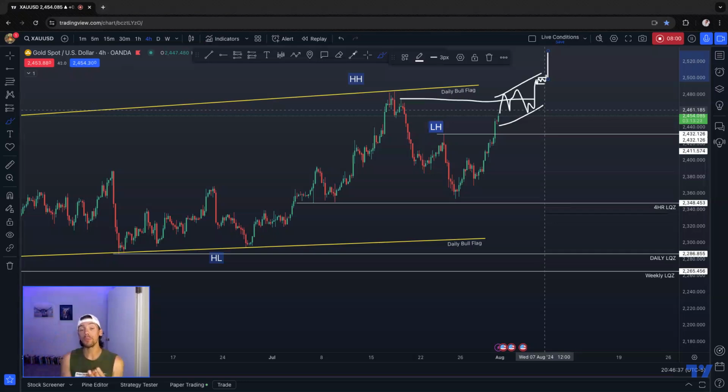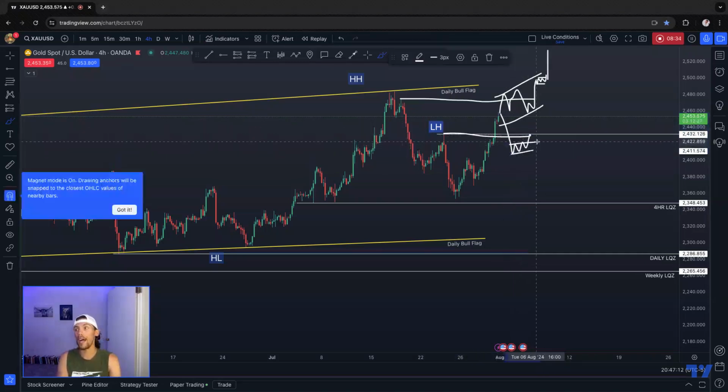The second option I would love to see is having a clear break above structure, then a pullback where I would start to look for the bigger pattern that's going to be formed on the 4 hour and the 1 hour time frame. And then if we don't get a break of that structure, we reject and form a new lower high and get a clear break back down below this area. After failing that high, I'm definitely going to be looking for shorts in the form of a flag there.